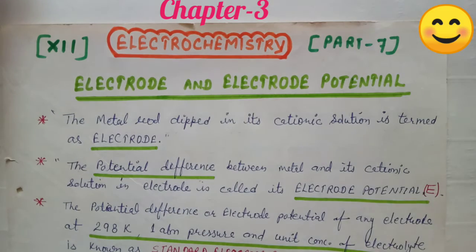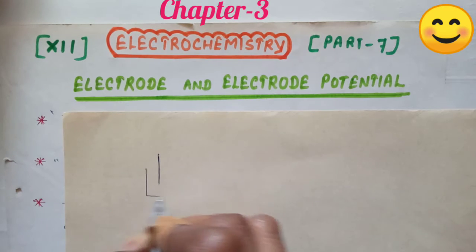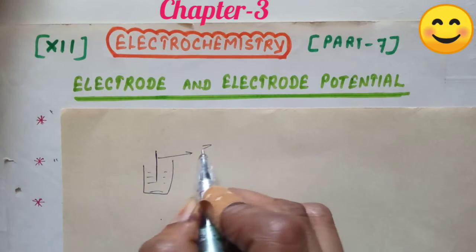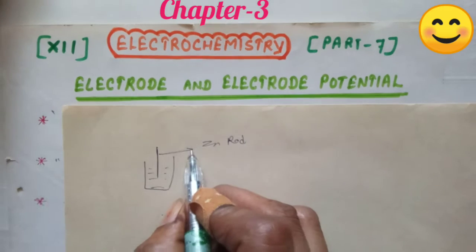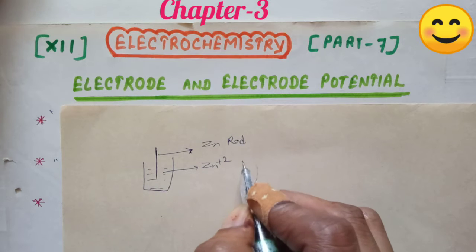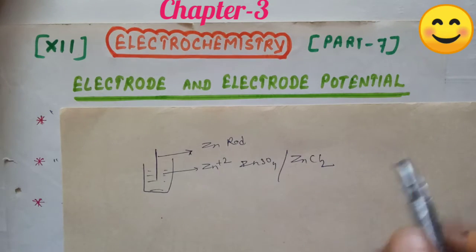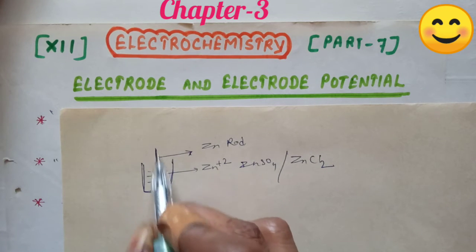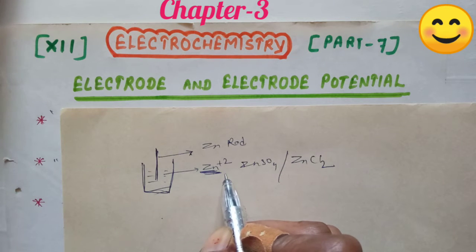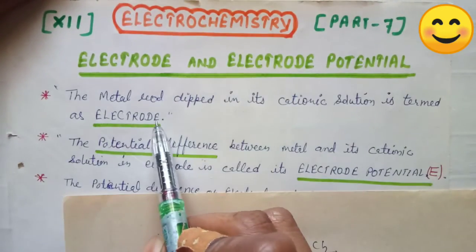Okay, first of all, electrode. What is an electrode? In electrochemical cells, an electrode means a metal rod dipped in its cationic solution. Suppose this is a zinc rod. The zinc rod is dipped in a Zn2+ ionic solution. It can be ZnSO4, ZnCl2 or any other. This is an electrode: a metal rod dipped in its cationic solution.